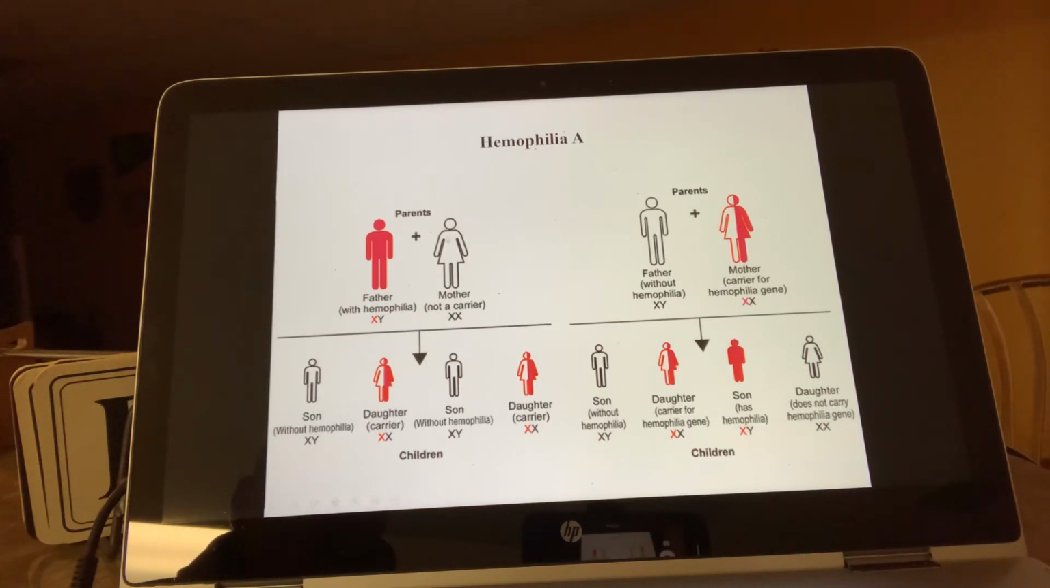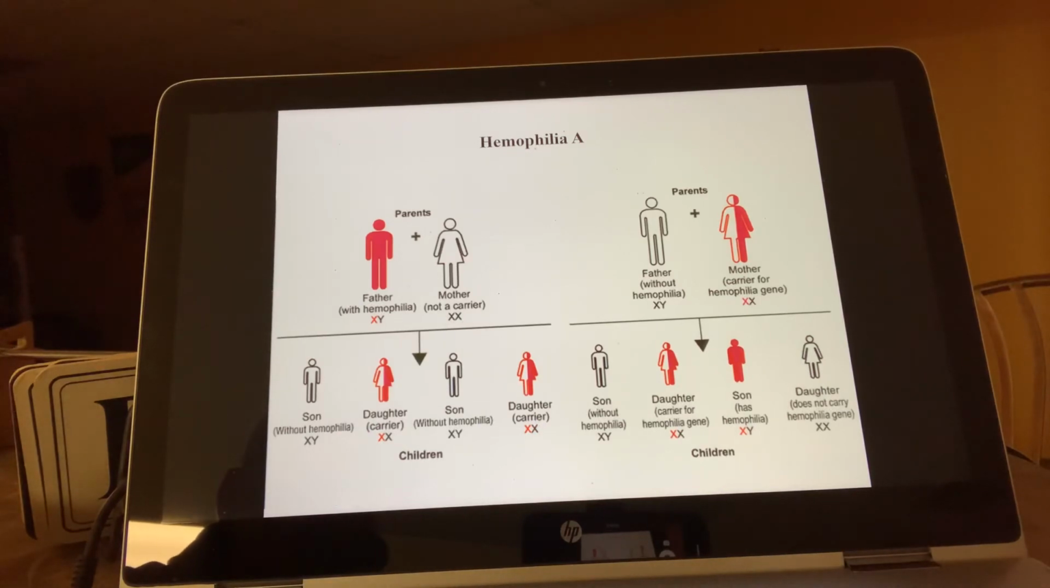He has children with a woman who is normal, and they use black to denote the normal allele. So she has two normal alleles. He has an abnormal allele and a Y chromosome. And this is the outcome of their children.